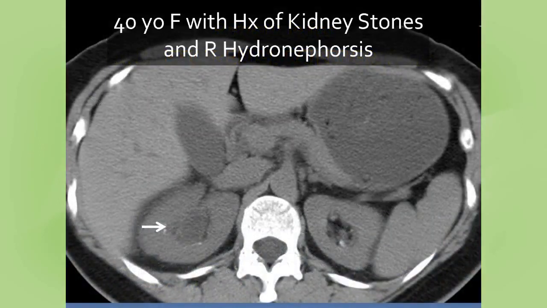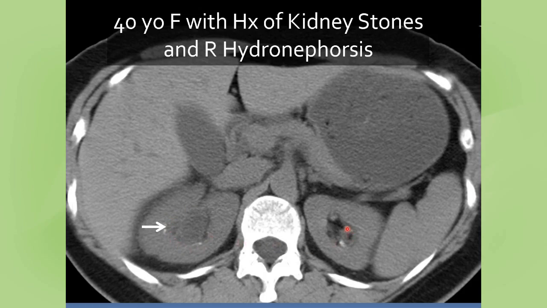So I like to use cases to teach. I'm going to start off with this case of a 40-year-old female. You can see she had a history of kidney stones. Like I said, that can cause inflammation of the ureter, scarring, fibrosis and a stricture. And you see there in the lower left corner, let me bring my laser pointer there, you have this dilated renal pelvis here.